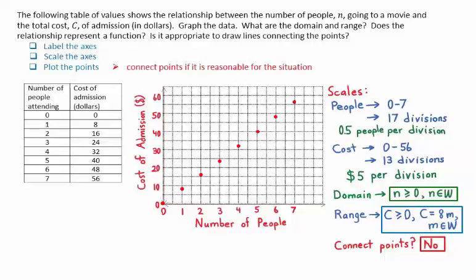And finally, is this a function? We ask ourselves, is there more than one output value for each input value? If there was, then it would not be a function. In this case, each input value, or the number of people, only corresponds to a single output value, or cost of admission. Therefore, this relation is a function.